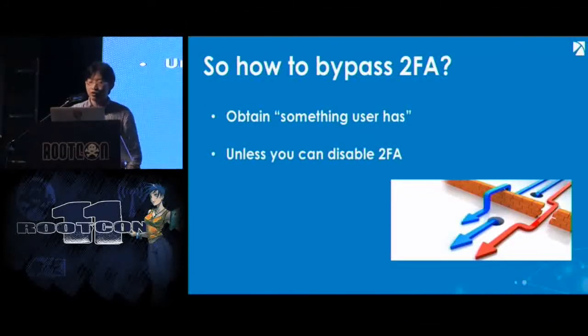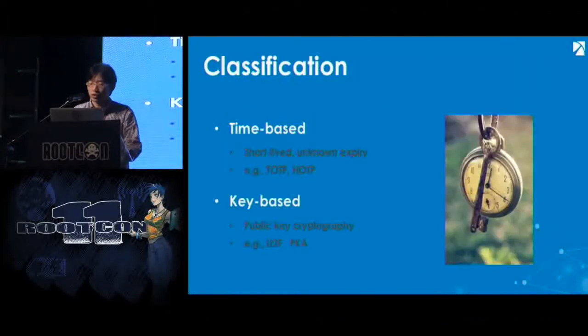And how to bypass 2FA? Well, you must obtain something the user has. Generally, this will be either an OTP or private keys, unless you found a way to disable 2FA on the targets. If you classify 2FA by implementation, you can generally group them into time-based 2FA and key-based 2FA. Time-based 2FA involves the usage of a one-time password, while key-based 2FA involves public key cryptography.